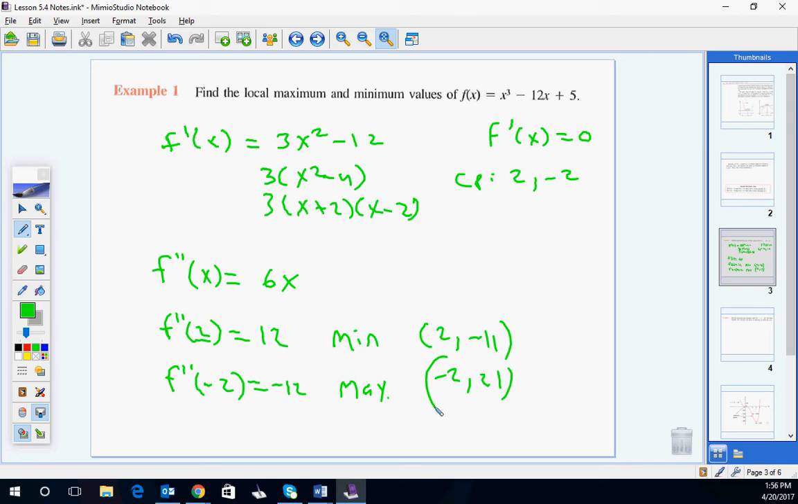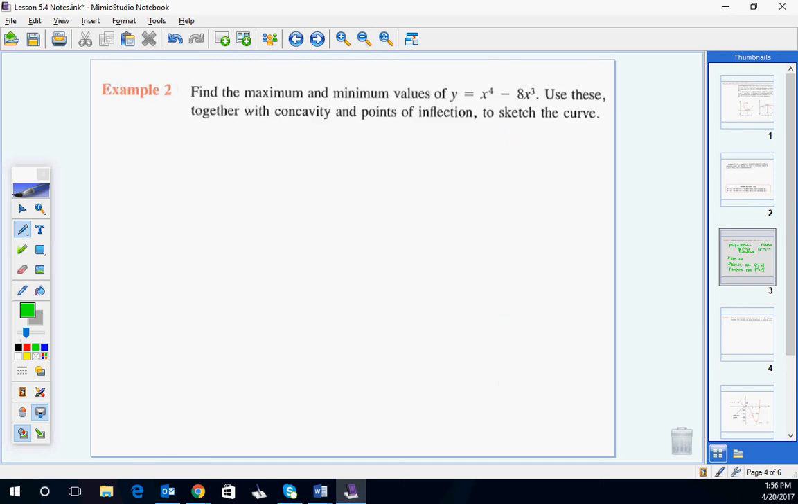All right, example 2. And example 2, we're going to graph it as well. All right, so find the maximum values of y equals x^4 minus 8x^3. Use these together with concavity and points of inflection to sketch the curve. So we're finding the max and min, we're finding the concavity, and we're finding the points of inflection. Okay, so that's what we want to do.